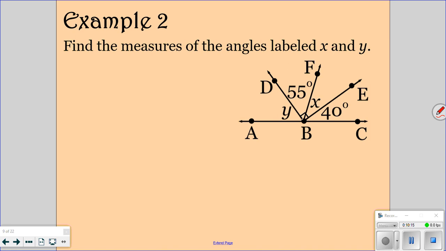So you're going to want to start by finding X. This angle right here is a 90-degree angle. And so if this is 55 degrees and this is X, that means that 55 plus X has to equal 90 degrees. So if you solve for X, X would have to equal 35 degrees.